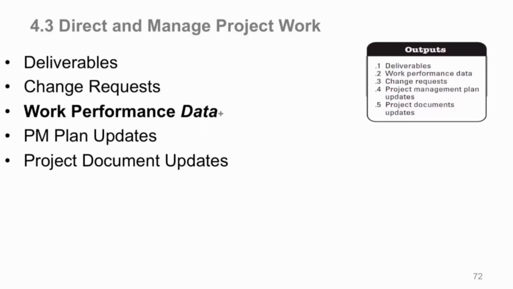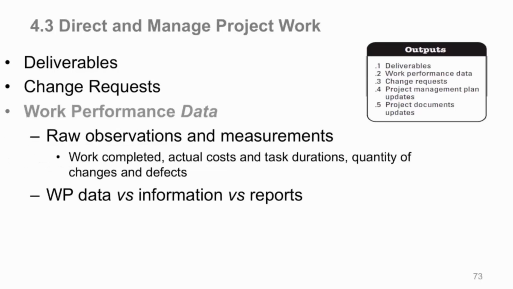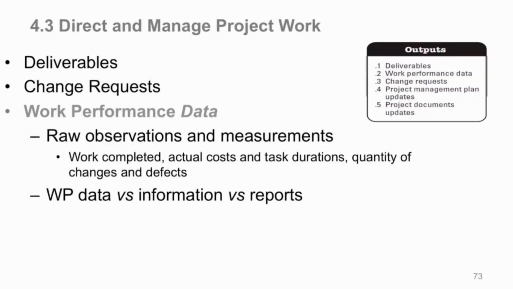Now here's your work performance data again that comes out as an output, as data. These are your raw observations from the work you're doing to produce your deliverables, like work completed, actual costs, the durations of tasks, the quantities, the number of changes you made, the number of defects you saw, just raw data. Whatever has been set up in your project management plan for gathering this type of data, you gather it as you're building your work, and you ship that out as an output to appropriate inputs that we'll see later. And remember, you have data versus information versus reports. But the key here is data comes out naturally from producing the work.